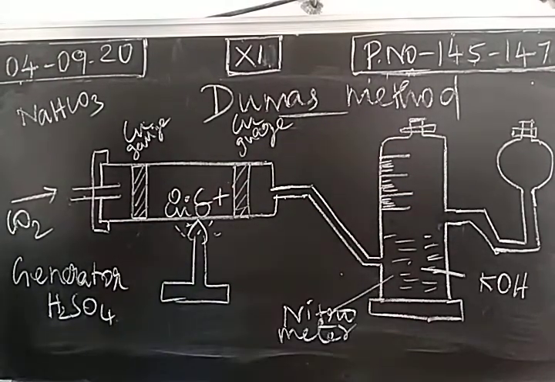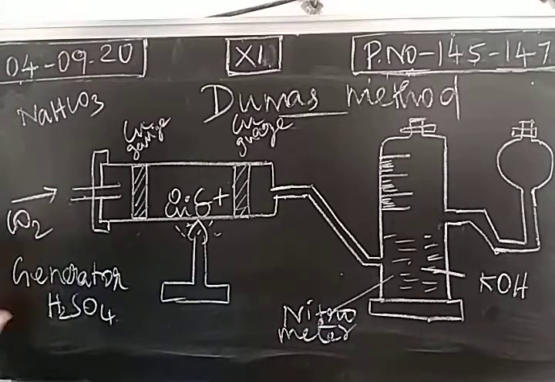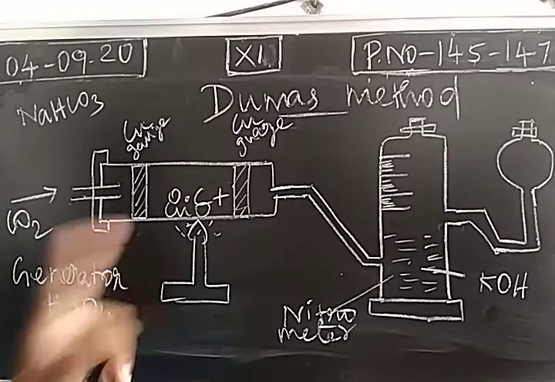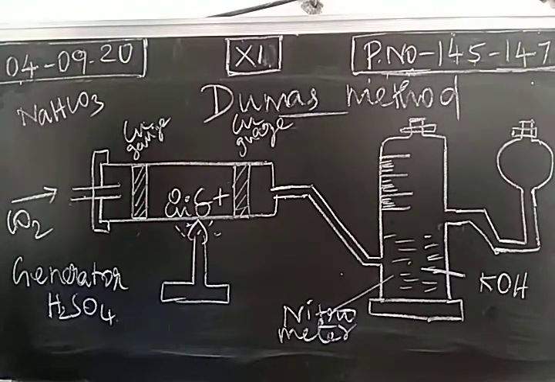Add some potassium hydroxide solution. Okay, so carbon dioxide is generated. Pure carbon dioxide is passed into the combustion tube. Impurities have been removed. Now we have potassium hydroxide solution in the nitrometer. Next we are going to heat the combustion tube. It contains a mixture of organic substance and copper(II) oxide in a larger quantity.